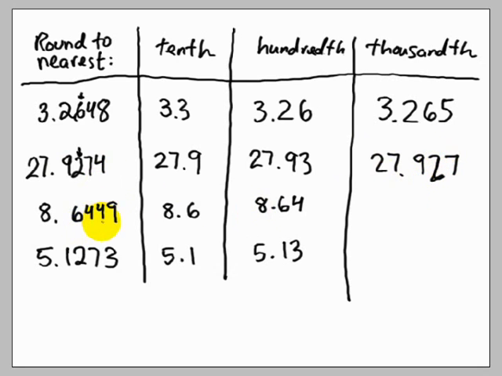Great. The rounding digit is right here, the 4. We look 1 to the right. That 9 there is 5 or more, so that tells us to increase that by 1. So it's 8.645.